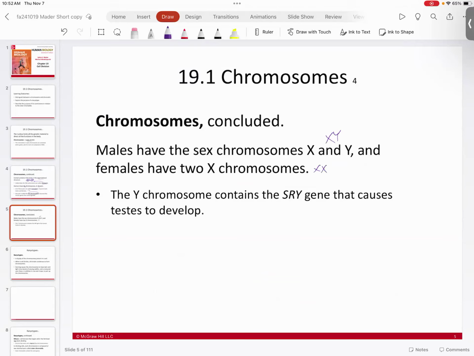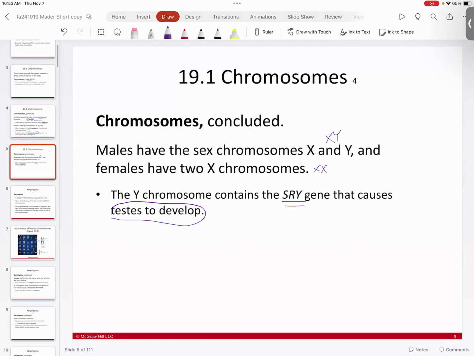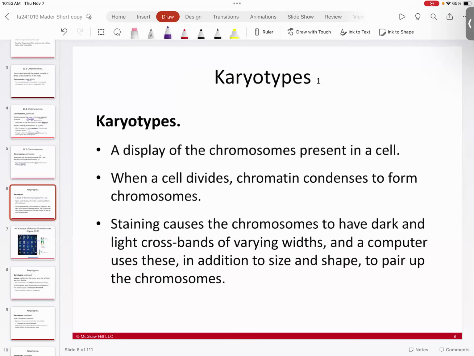And the reason for that is that on the Y chromosome is a specific region called the sex-determining region of the Y, SRY. And this is essentially what causes testes to develop from embryonic tissue. In the absence of the SRY gene, those embryonic tissues develop into the female sex organs or reproductive organs. And so the Y confers maleness in human beings.